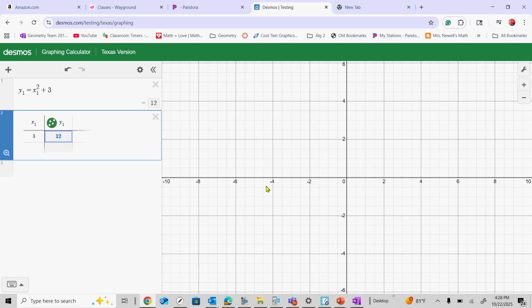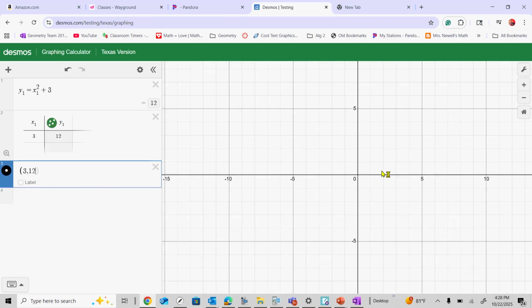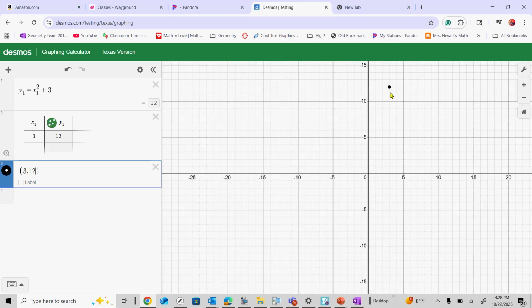So I could type in also, because we got the answer 12. Remember, our function notation is like y, and the input is the x. So we can write this as an ordered pair, x comma 12. And it's not showing, but if I zoom in, there's that point right there. And I can click on it, and there it matches.